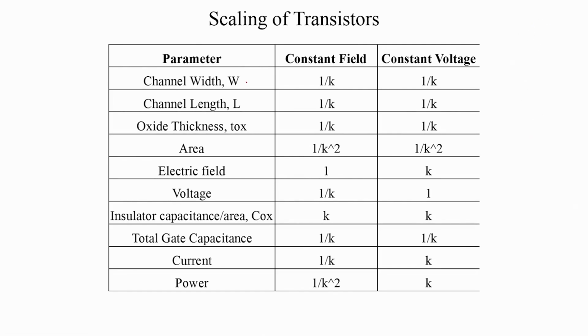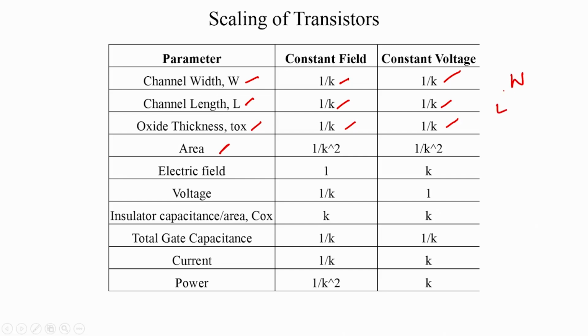Channel width of course goes down by a factor of k, whether it is constant voltage or constant field. Channel length goes down by a factor of k, whether it is constant voltage or constant field. Oxide thickness goes down by a factor of k, whether it is constant field or constant voltage. The area is basically your W into L essentially.